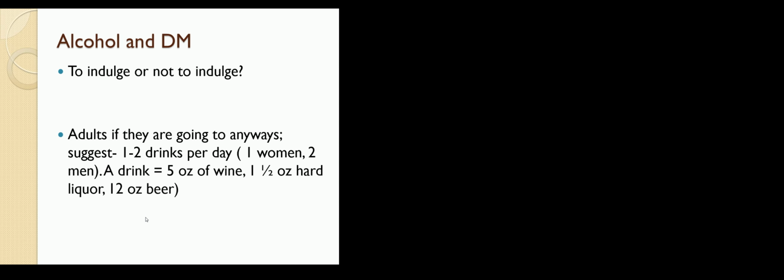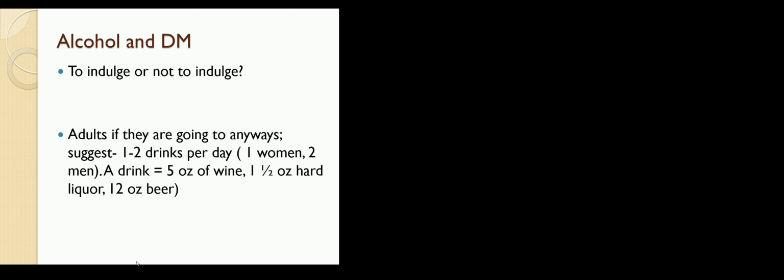Alcohol, to indulge or not to indulge. Of course, adults, if they are going to anyways, then the suggestion is 1 to 2 drinks per day. 1 for women, 2 for men. A drink is considered a 5-ounce glass of wine, 1.5 ounces of hard liquor, or a 12-ounce beer. And really, the key is not to indulge. And the reason they say not to indulge is because it can induce actual hyperglycemia.